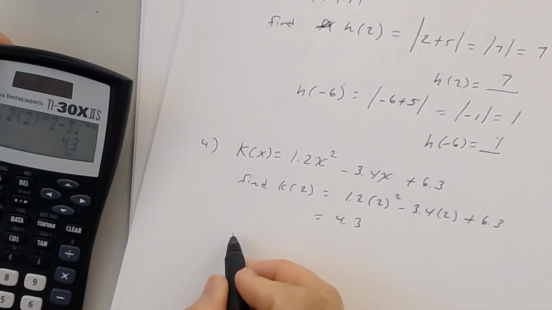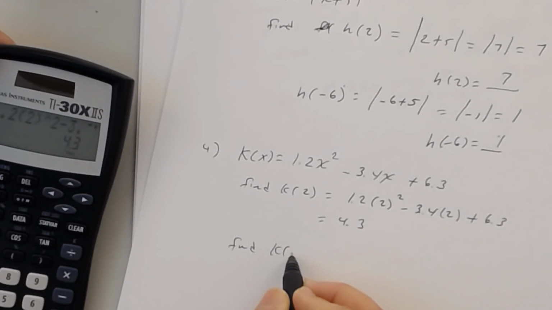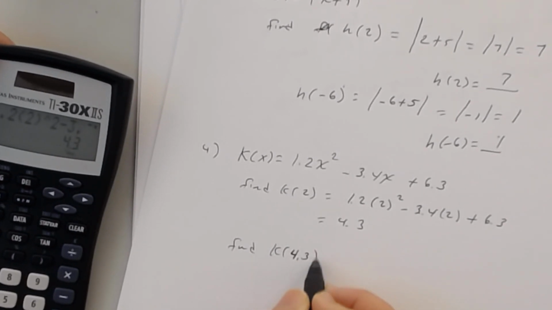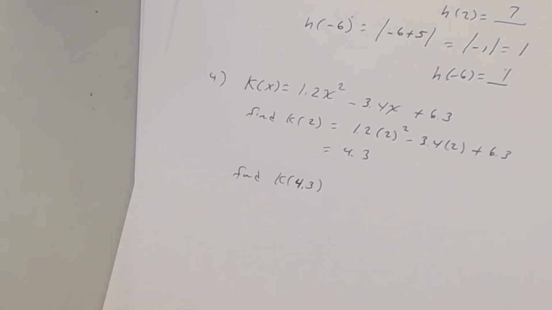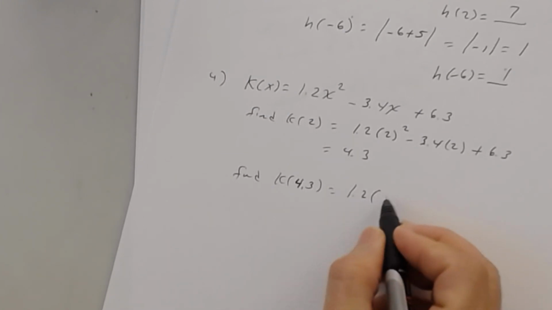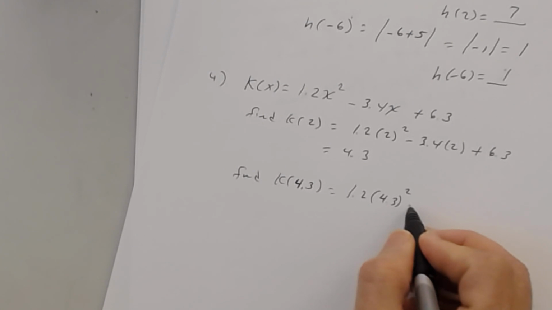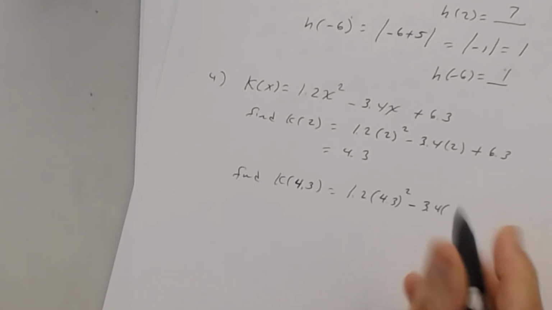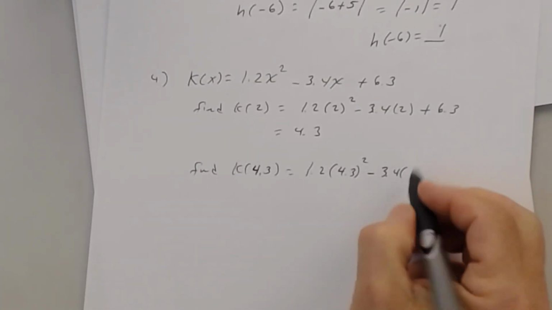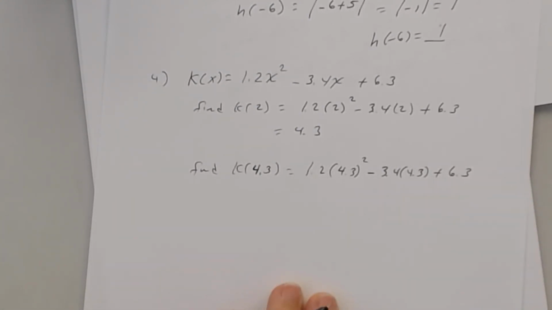All right, now let's find this one. K of 4.3. Same thing, right? You're going to say k of 4.3 is 1.2 times what? 4.3 squared minus 3.4 times what? 4.3 plus what? 6.3. Put it in your calculator.